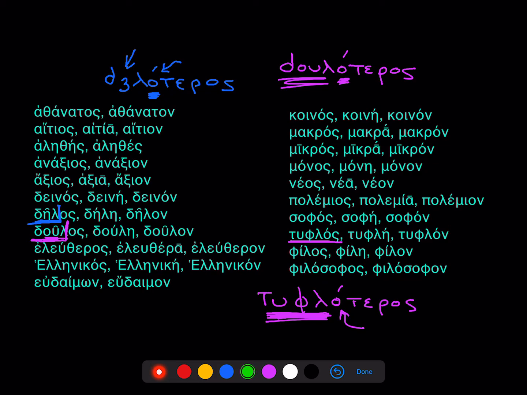Otherwise, it's short. So sophos, a short vowel, the short O, followed by only one consonant. Or another example, axios, right? That I is short, that iota is short. So the comparative of axios would be oxyoteros.